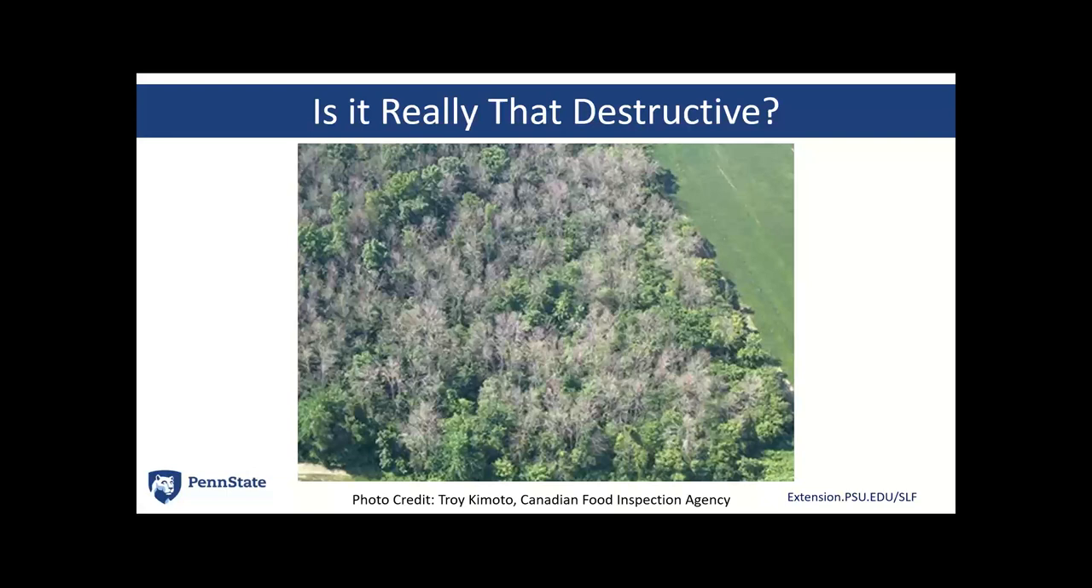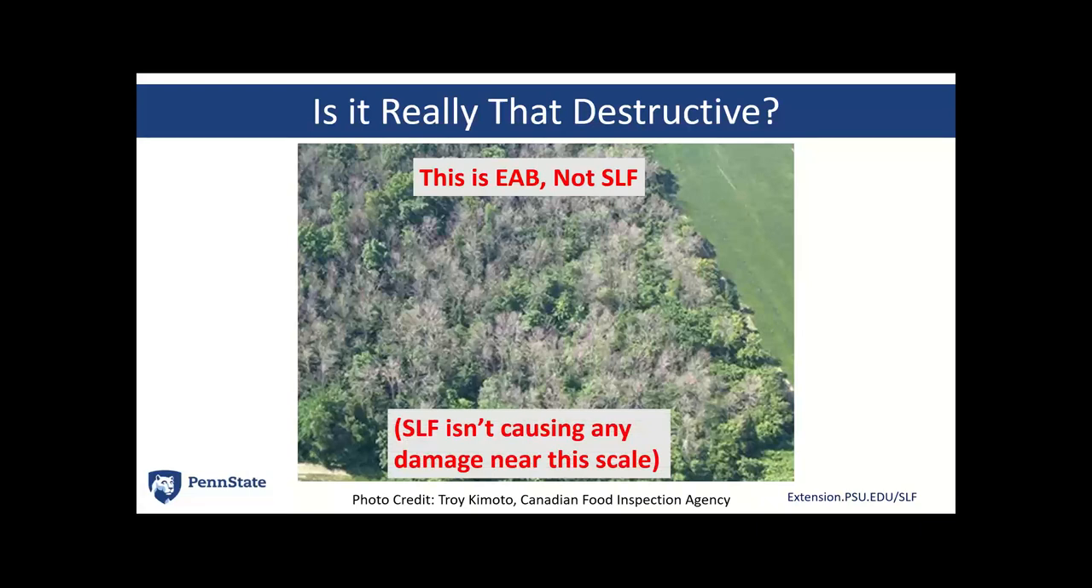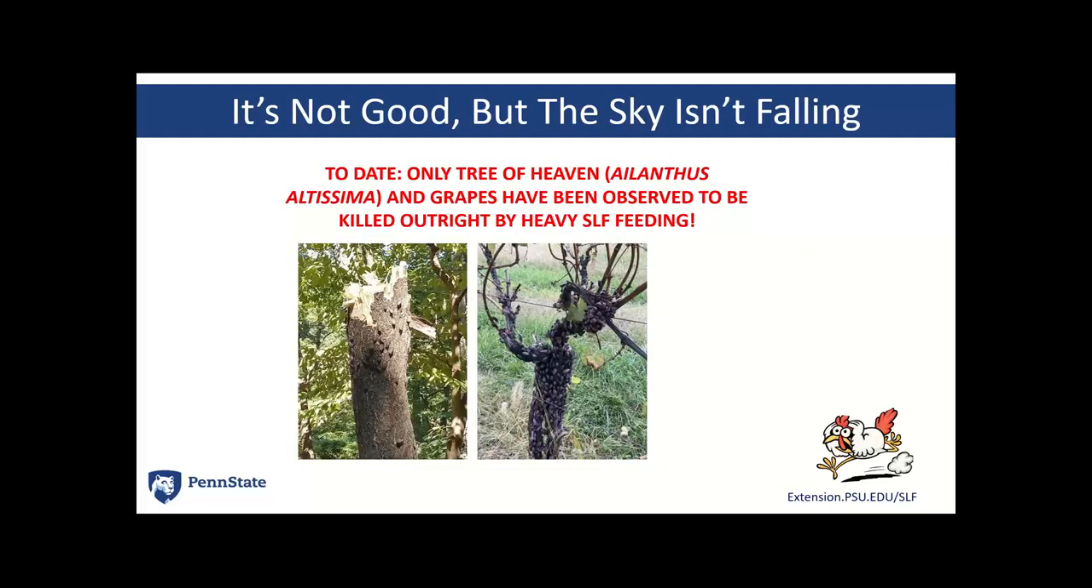Well, here's an image to look at, and that's EAB, not lanternfly. And I say that lanternfly is not causing damage anywhere near the scale of EAB. And so is it the most destructive thing we've seen? No. Is it a problem? Yes. Don't get me wrong. It's still a problem. The sky's not falling.